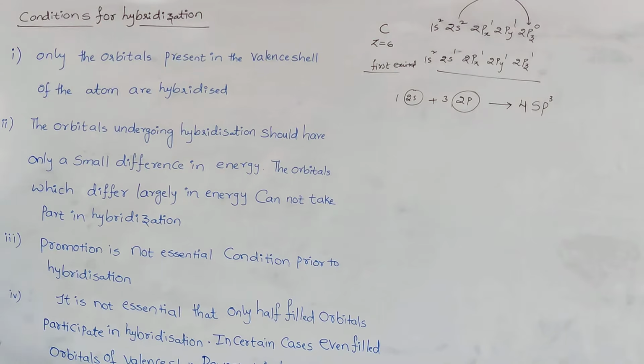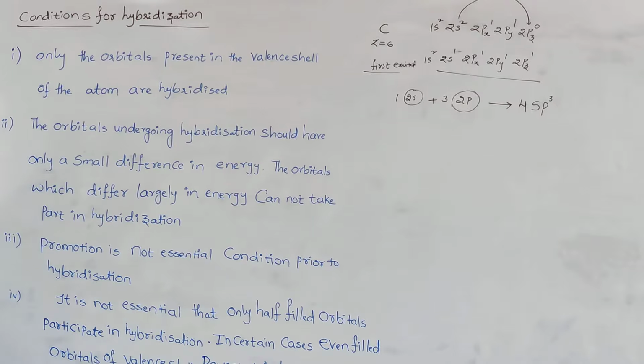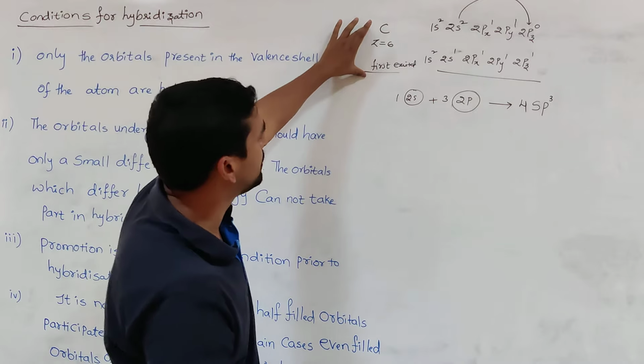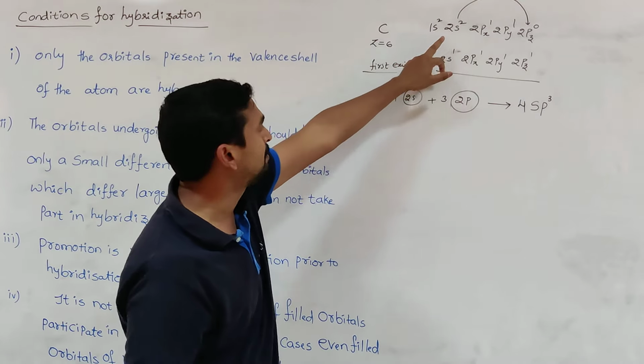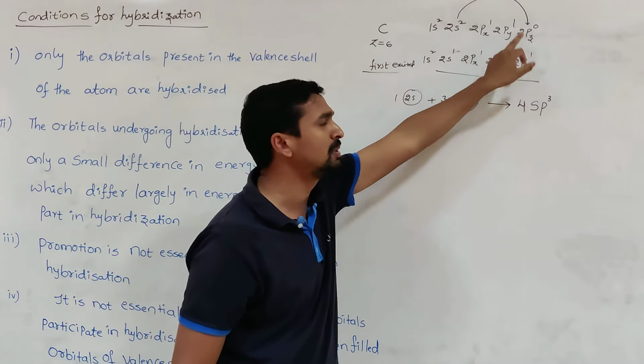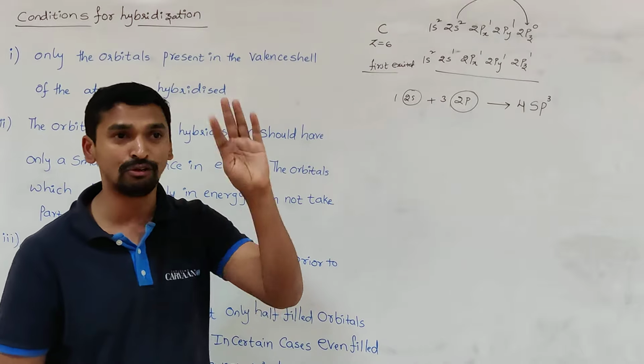And the third one, promotion is not an essential condition prior to hybridization. So in the case of carbon, before I involve the hybridization, I promote the electron from the 2s orbital to the 2p orbital, because to explain the valency of carbon, 4.